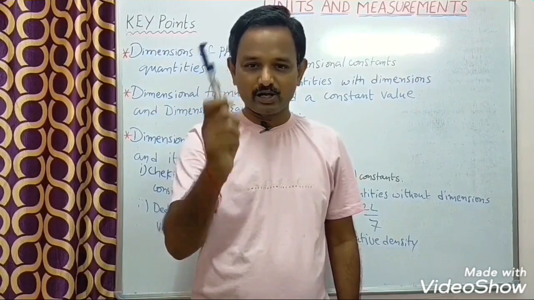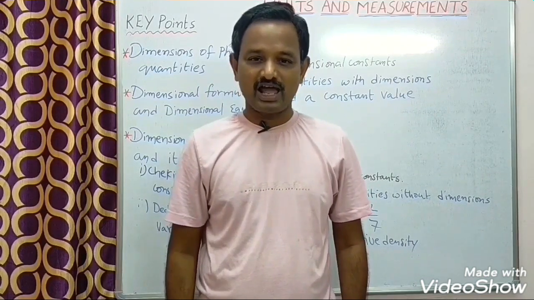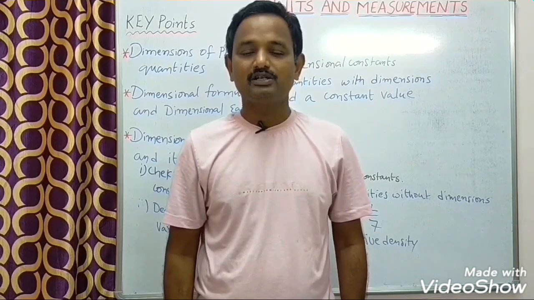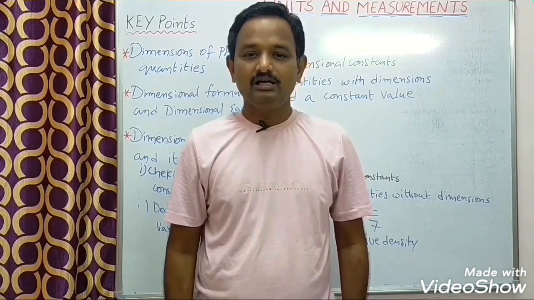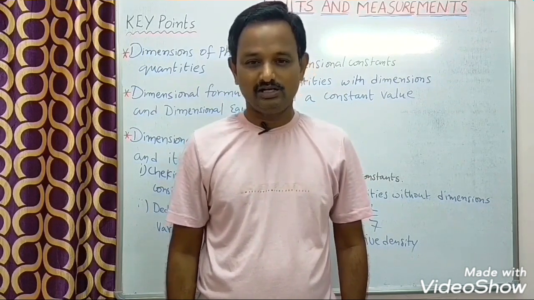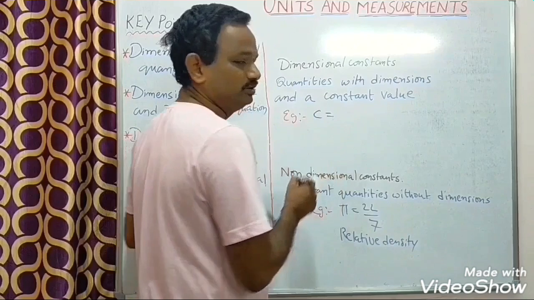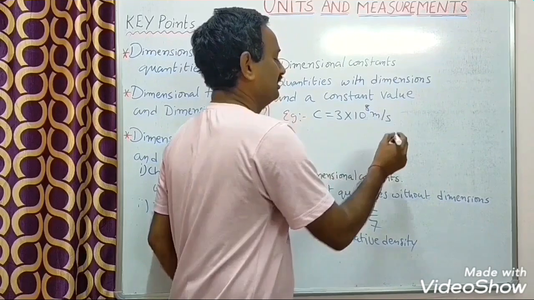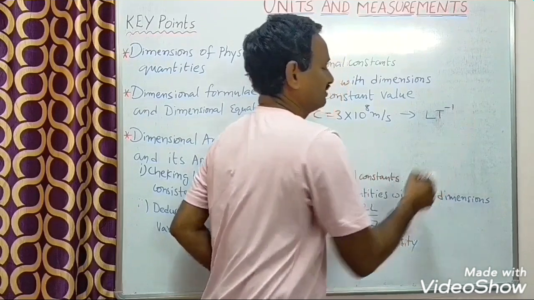Now dimensional constants and non-dimensional constants. What are dimensional constants? Quantities which have both dimensions and a constant value are called dimensional constants. Example, if you take the speed of light, 3 into 10 power 8 meter per second, it has a constant value and it also has dimensions. Speed of light C equal to 3 into 10 power 8 meter per second, and its dimensional formula is LT power minus 1.